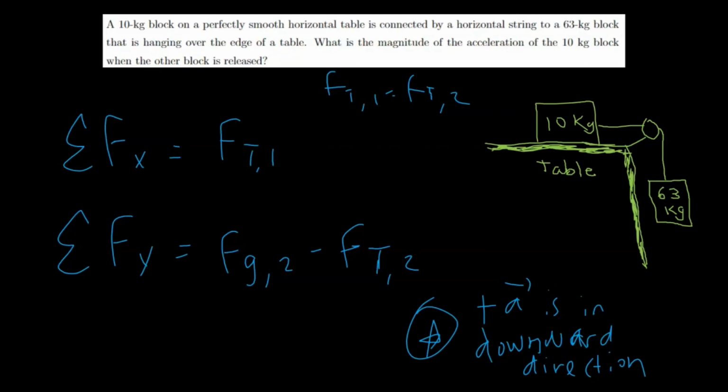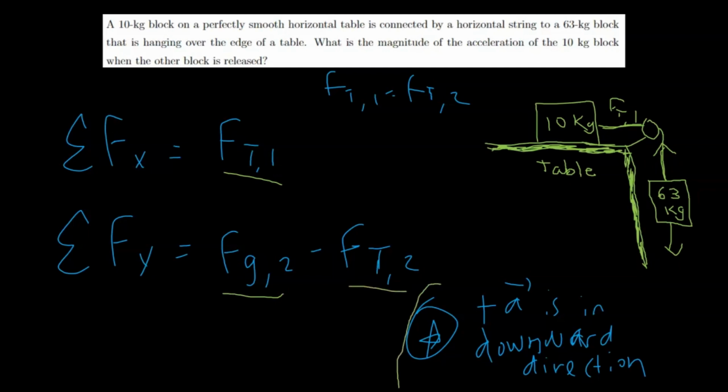So in the x direction, there's only a tension force over here. So the force of tension 1 is represented here through this string. And then in the y direction, we have a gravity force that's acting on this object, and also a tension force from the string that's acting. So F of G2 minus the tension, since they act in opposite directions.